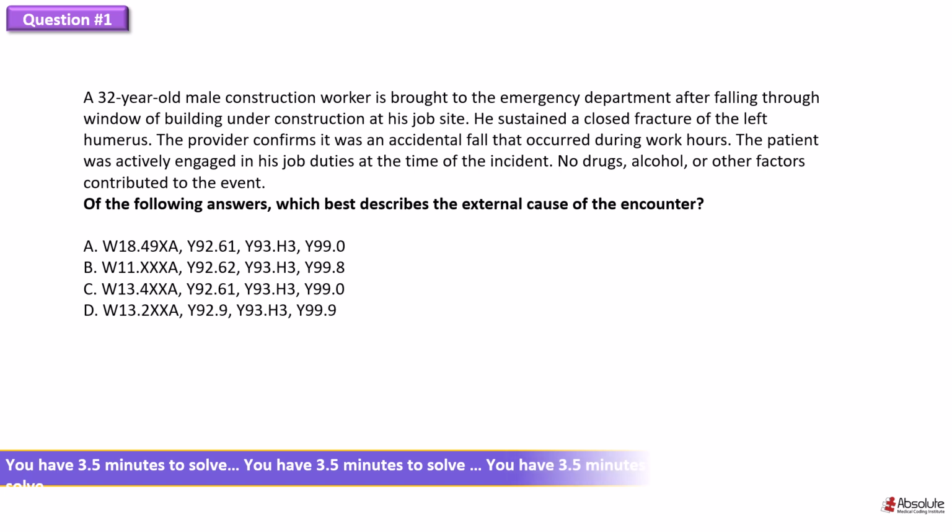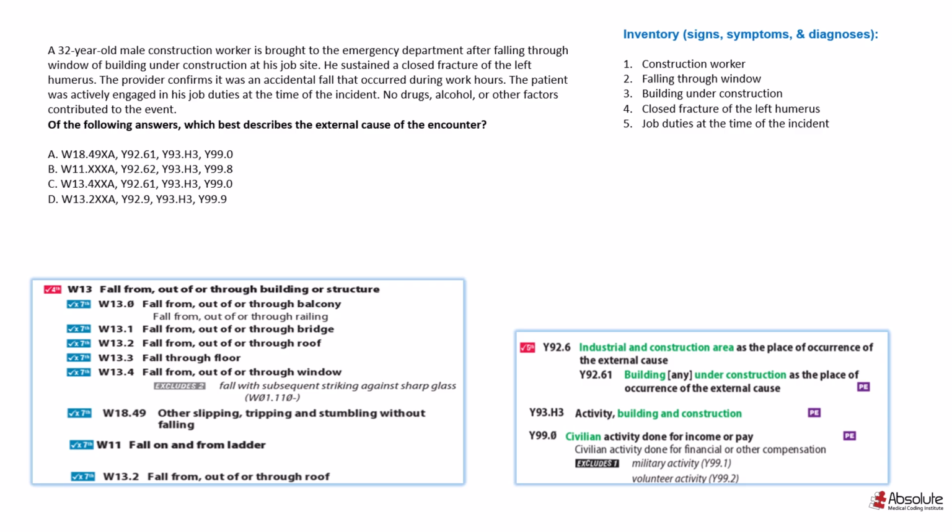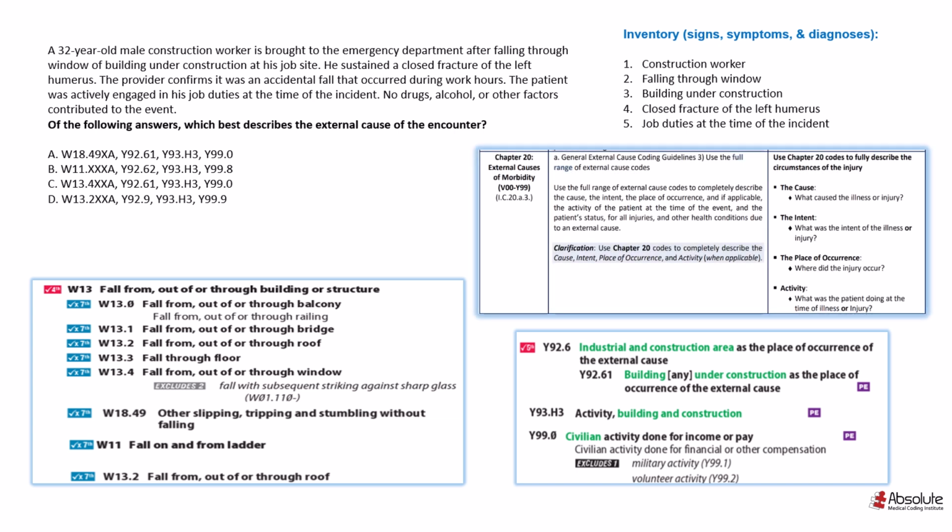And that is time. Let's have a look into our inventory. Construction worker falling through window, building under construction, closed fracture of the left humerus, and he was actively engaged in his job duties at the time of the incident. So, guideline C20A3 states to use the full range of external cause codes. Yes, so use the chapter 20 codes to fully describe the circumstance of the injury.